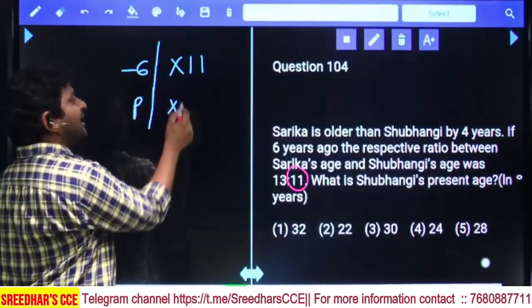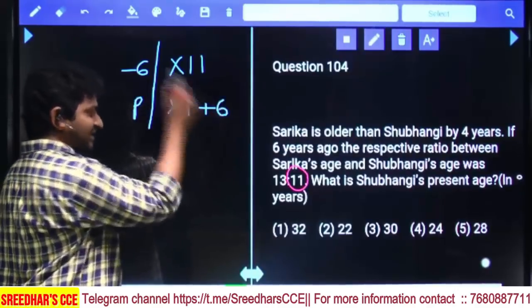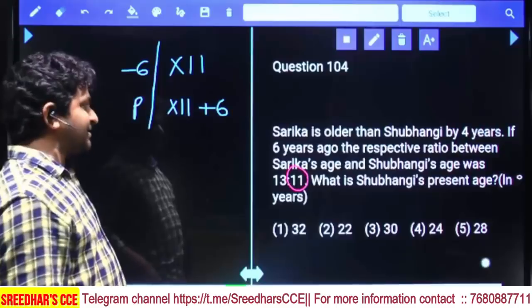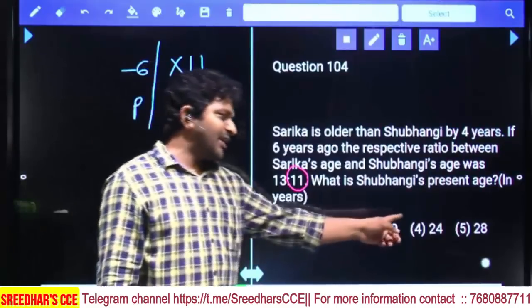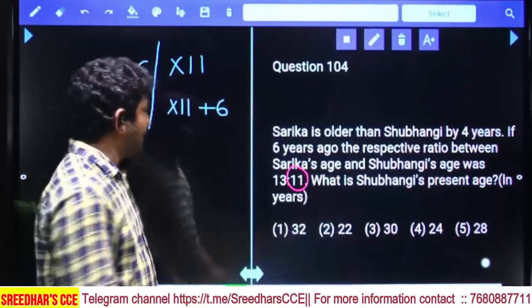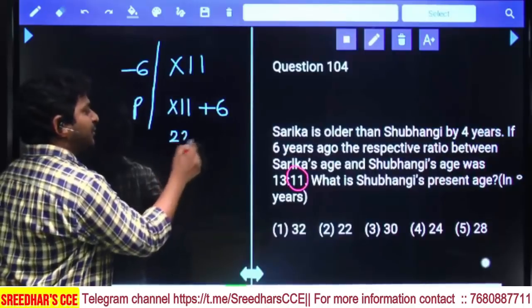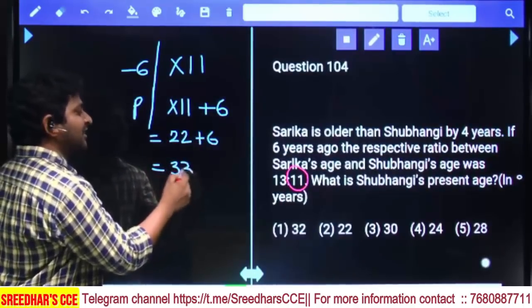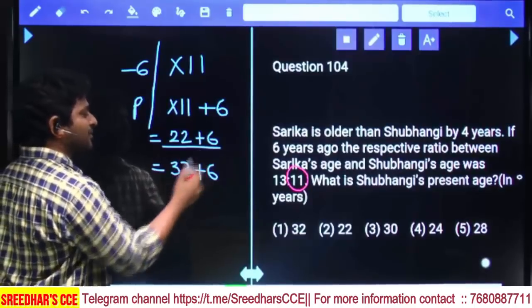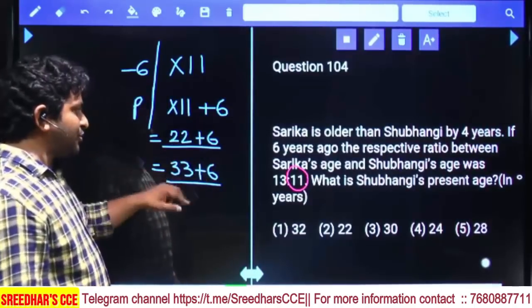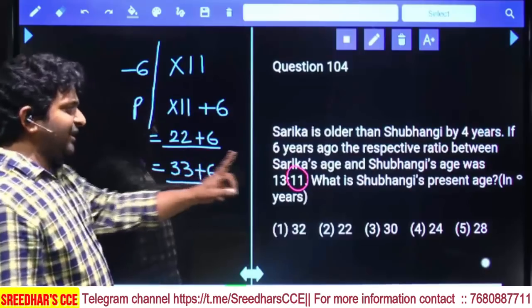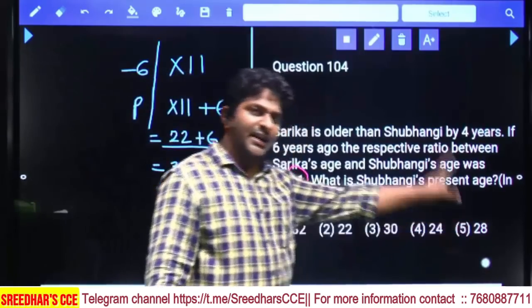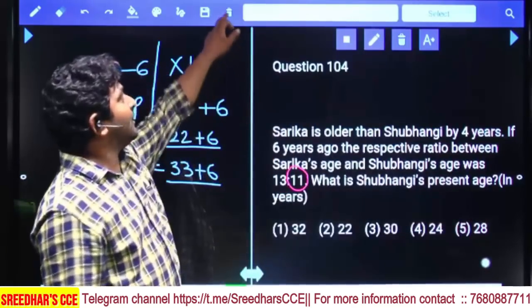Percentage is going to be 11 multiple plus 6. Now all the options are nearby 20s and then 30s only. 11 2 times is 22 plus 6, this is one possibility. 11 3 times is 33 plus 6, this is another possibility. Answer should be one among these two. This is 28 and this is 39. There is only one option available. 28, direct answer. Done. Next.